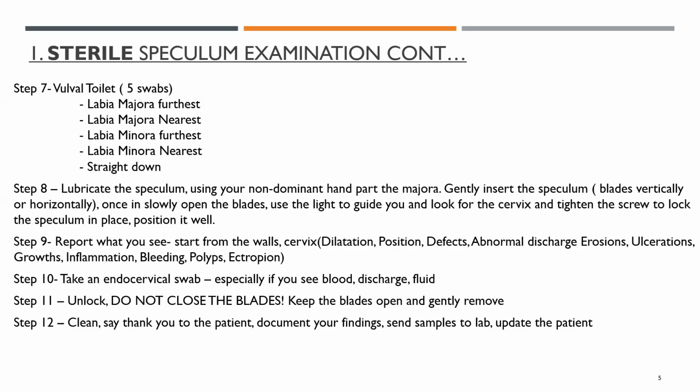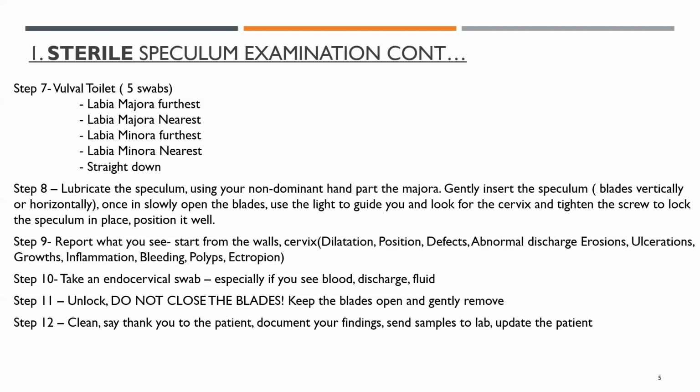Again, now what you do, you start with the report. Report what you find. Start with the walls, describe what you're seeing, if you're seeing any lesions, if you're seeing bleeding, then move on to the cervix. In the cervix, what do you want to know? You want to know if there's any dilatation. What is the position of this cervix? Are you seeing any defects? Are you seeing any abnormal discharge? If there is discharge, what is the color of this discharge?